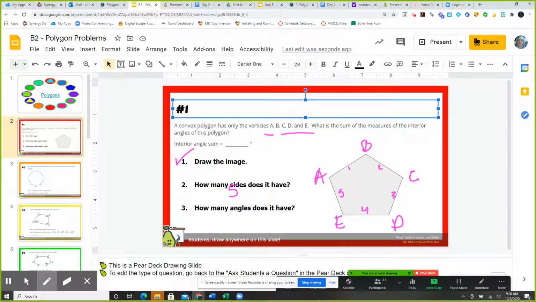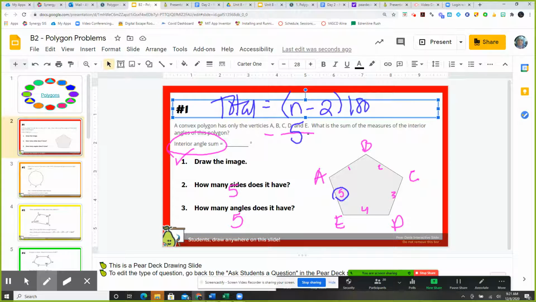Kind of makes sense. And then it has 5 angles, right? So I want to know the interior angle sum of that shape. How do I find the total interior angle of that shape? N minus 2 times 180 gives me the total angles, right? So what's my N? Yeah, the number of sides. So how many sides are there?